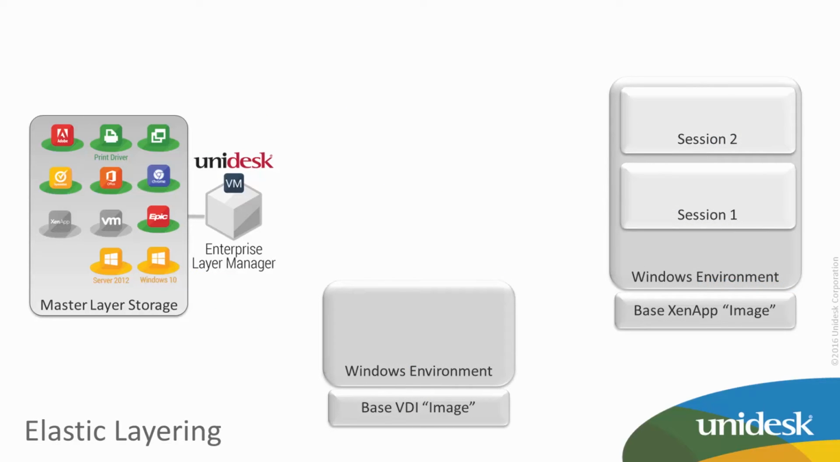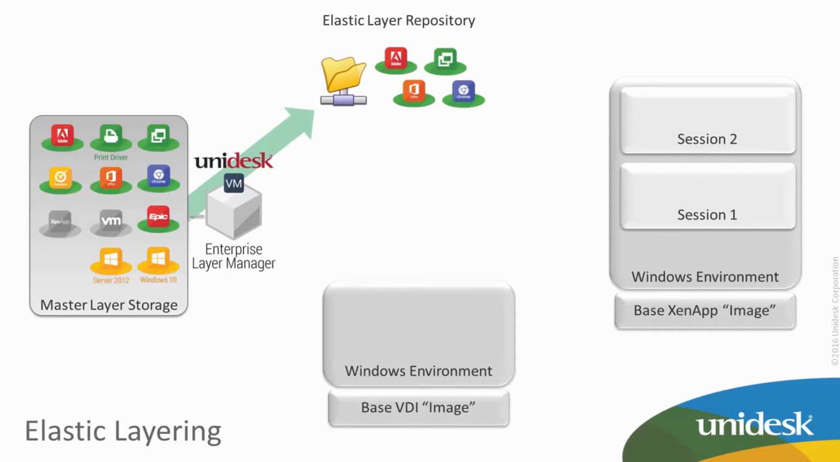Now we'll start with VDI because that's the simplest concept to begin to understand hot add delivery at login. But you have a Windows base image, running Windows environment, and of course you still have that same layer storage and that same single virtual appliance from Unidesk. When you publish or assign an elastic layer, the applications that you've made available are pushed to a UNC path. We call this a layer repository.